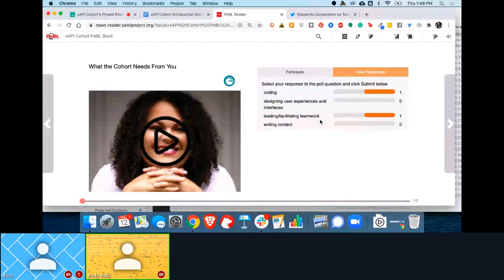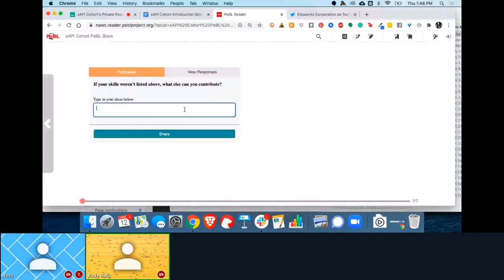So what skills are you bringing to the cohort? And then, what else can you contribute? And then, you know, it leads people through more thought about, okay, now how much time can you contribute, and things like that. But this is all that is built at this point.